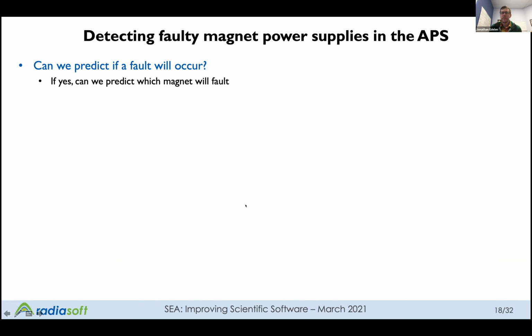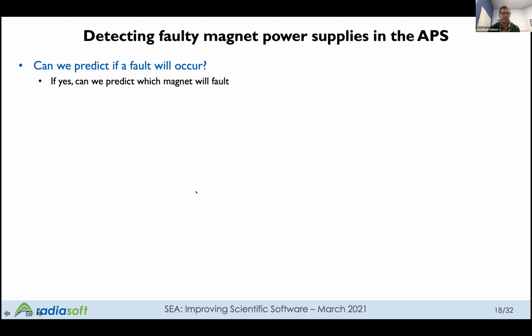Okay, the next study is a little bit different. This is trying to understand whether we can predict if a magnet is going to fault in the storage ring. And if we can predict that a magnet will fault, do we know which magnet it was that faulted? So this is kind of a complicated problem.